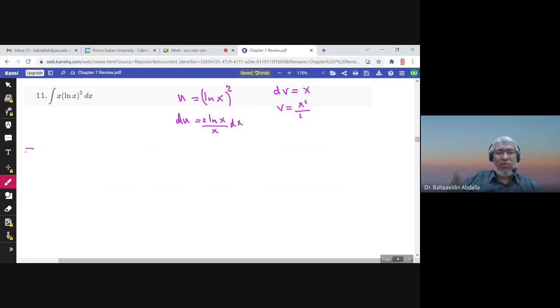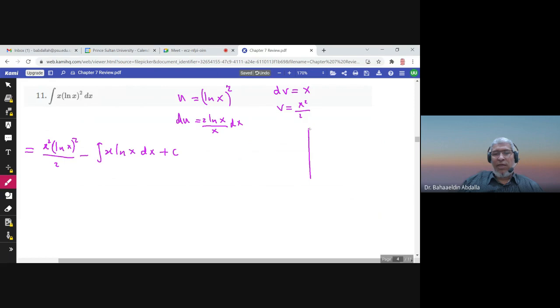And using integration by parts, this integral equals u times v, so it's x squared times ln x all squared over 2 minus integral v du. And when I multiply v times du, 2 cancels with 2, x squared cancels with x, and I get integral x times ln x dx plus c. And integral x ln x is easy.